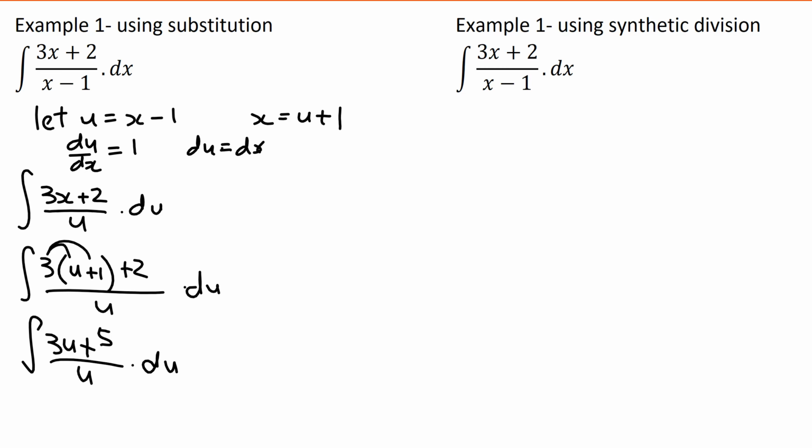Yes, but this is now going to be 3u over u plus 5 over u. The 3u over u, that part there is just going to become 3, right? Like that. Magic. So now can we integrate that? That's just going to become 3u plus 5 log u, isn't it?